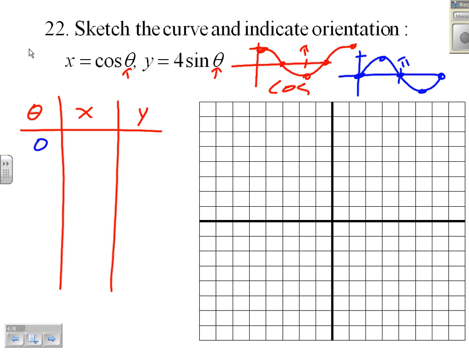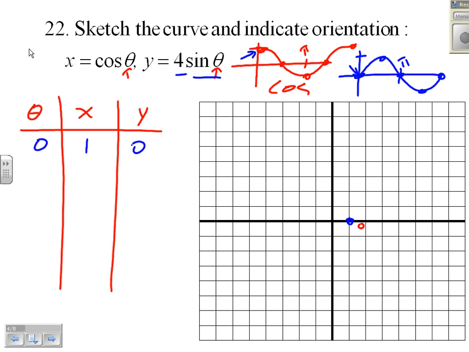If I put in 0 for theta, x is the cosine of 0, but the cosine of 0 is 1. So x is 1. Y is 4 times the sine of theta, or sine of 0. The sine of 0, though, is 0. 4 times 0, 0. So I have an ordered pair at 1, 0. That occurs at time 0. And I'm just going to continue to my quadrantals.